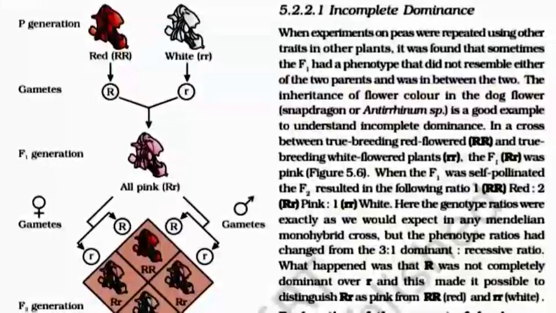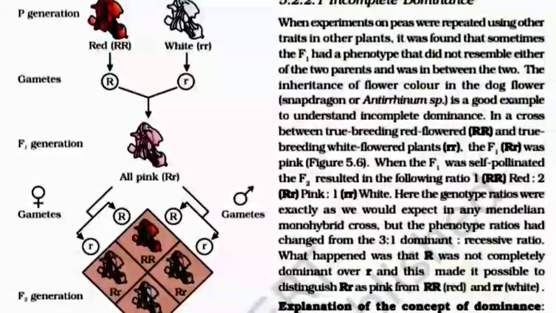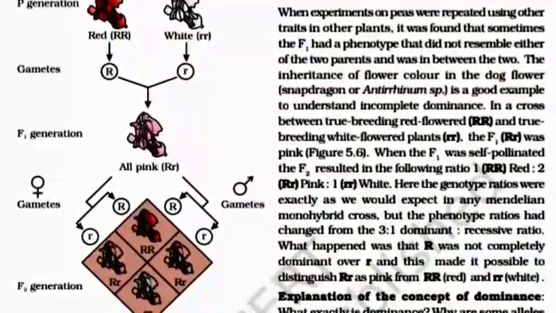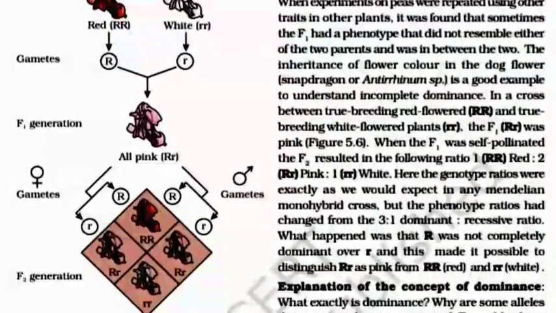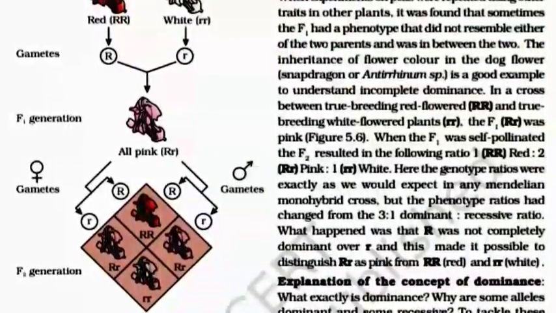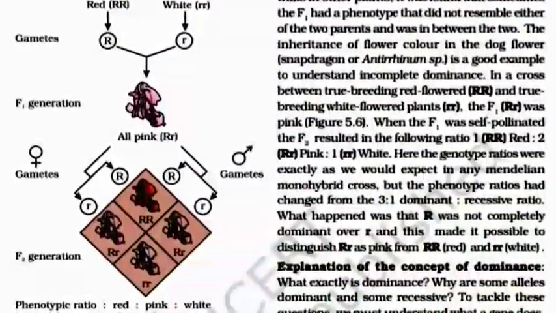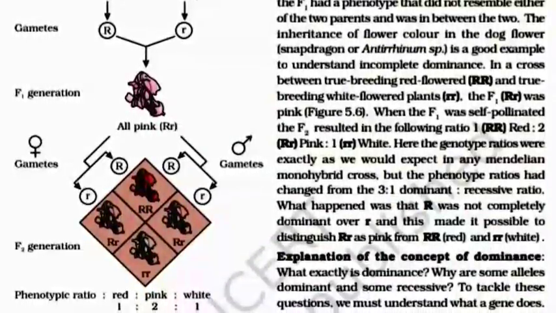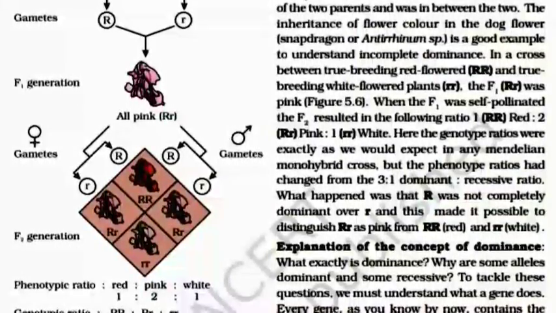When experiments on the P generation were repeated using other traits in other plants, it was found that sometimes the F1 had a phenotype that did not resemble either of the two parents and was in between the two. The inheritance of flower color in the dog flower, snapdragon or Antirrhinum species, is a good example to understand incomplete dominance.